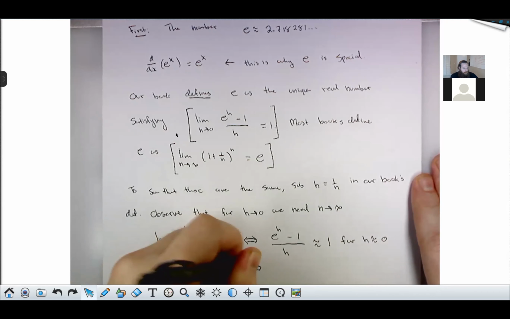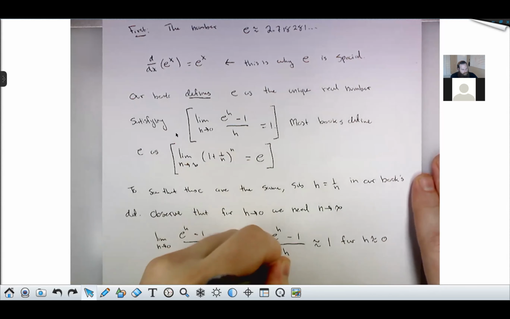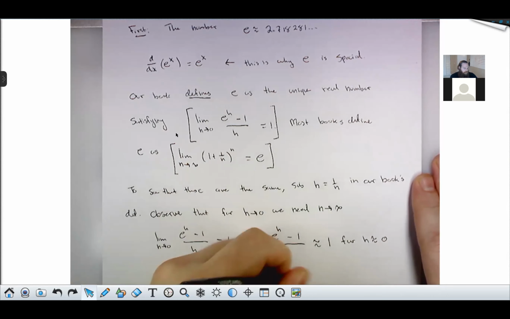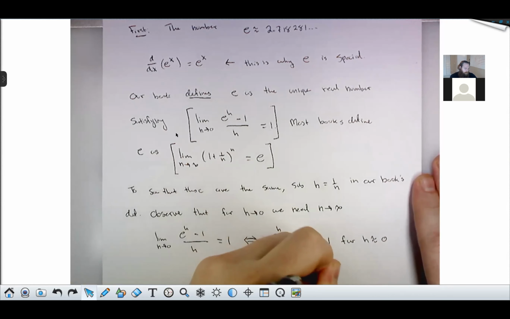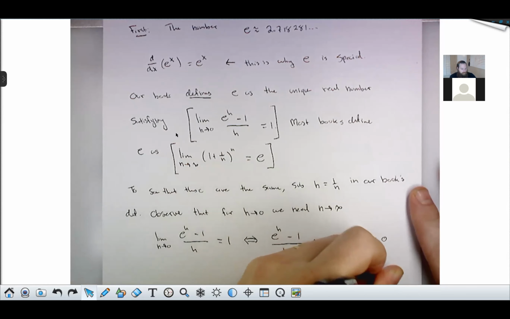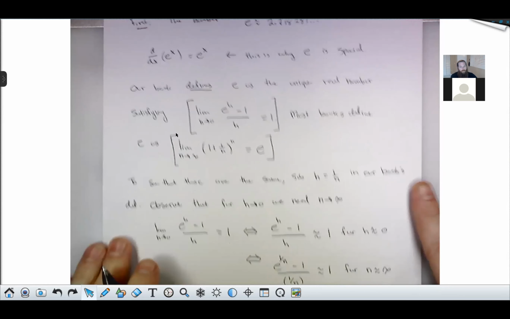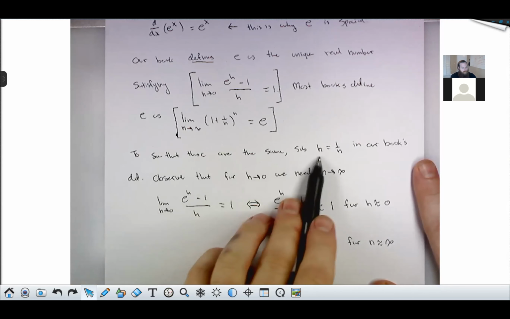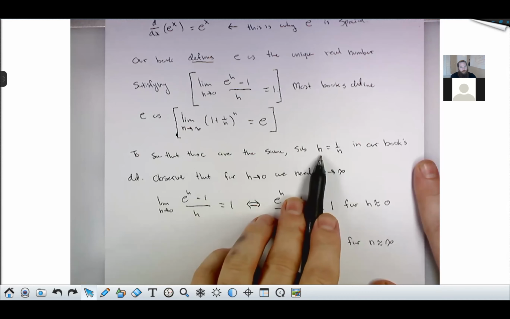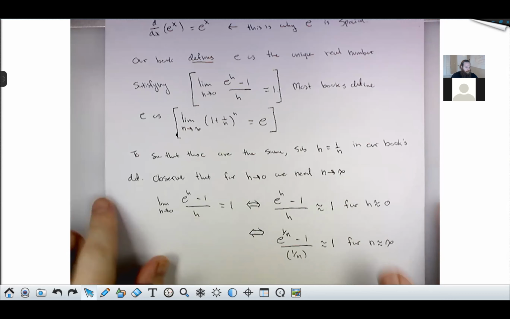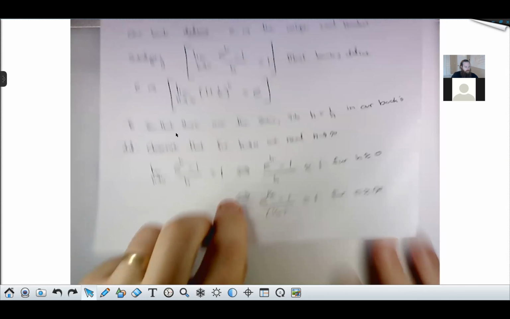This is the same as saying, now I'm going to do my substitution, (e to the 1 over n minus 1) divided by 1 over n should be very, very close to 1 for n very close to infinity, right? For really, really big numbers n. Because if h is 1 over n, for h to be close to 0, n needs to be really big. Now we're just going to play with this expression using algebra.